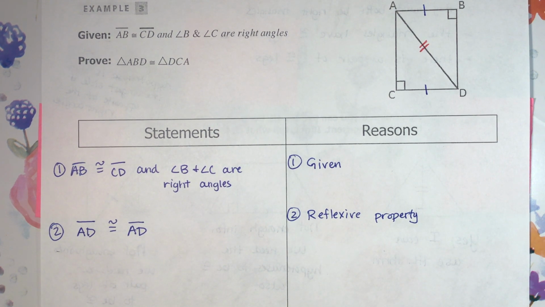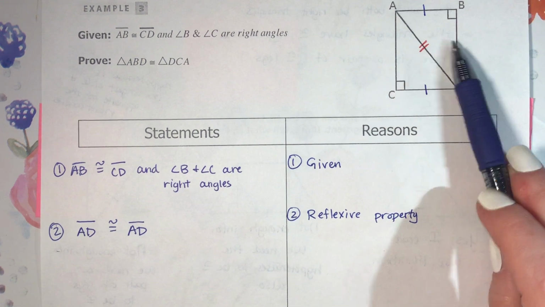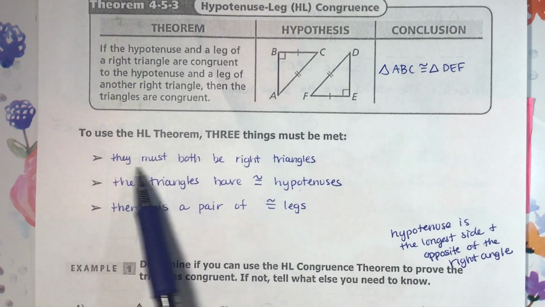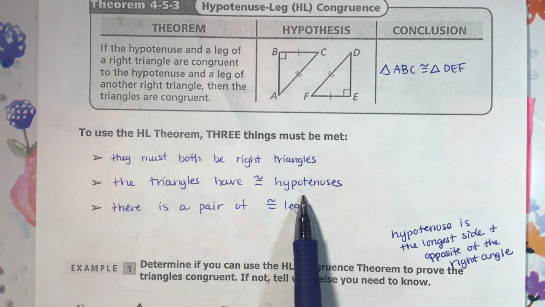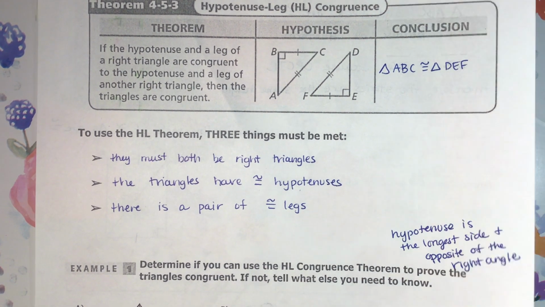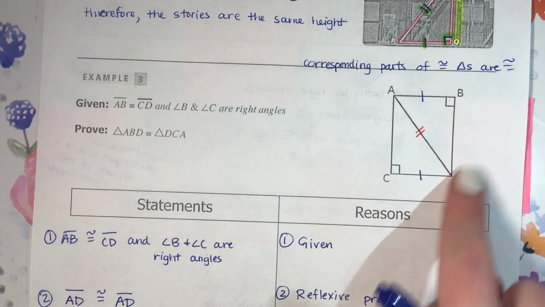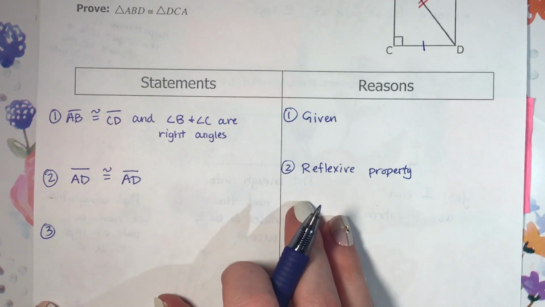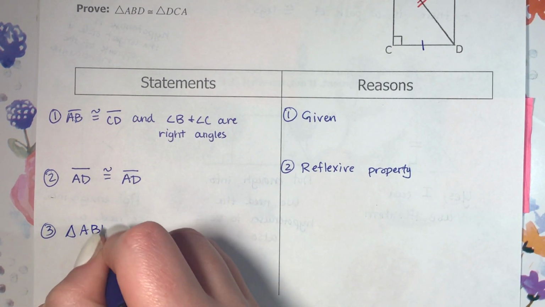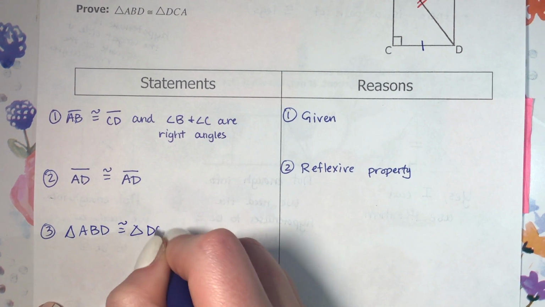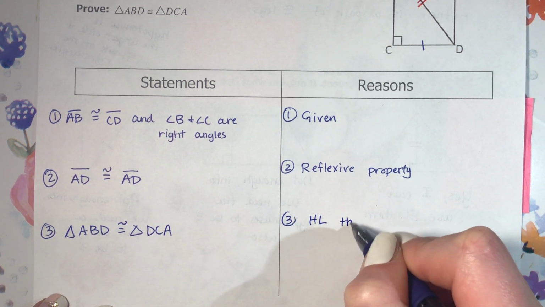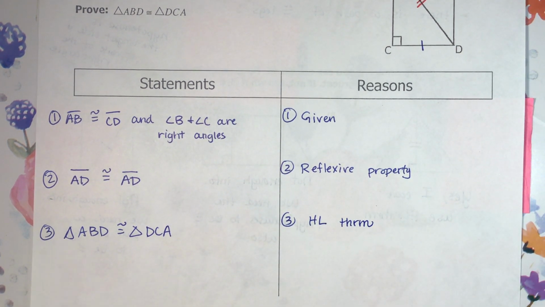Okay, now I'm at the point where I have 2 right triangles, a pair of legs that are congruent, and hypotenuses that are congruent. So remember, those are the 3 things that I need. I need them both to be right triangles, I need the hypotenuses to match, and I need 1 pair of legs to match. We have met our requirements from this image, so now I can say, yes, triangle ABD is in fact congruent to triangle DCA. Why? Because of the hypotenuse-leg theorem. And there we have it.